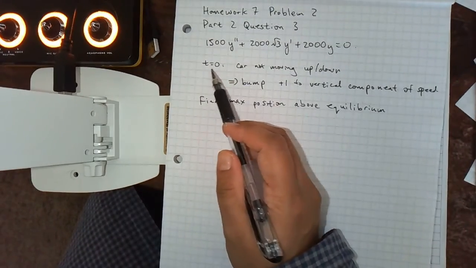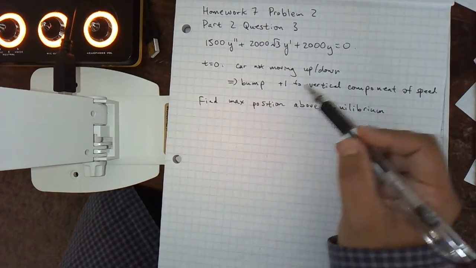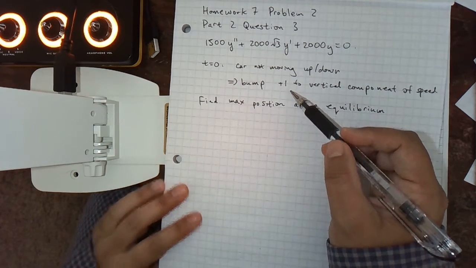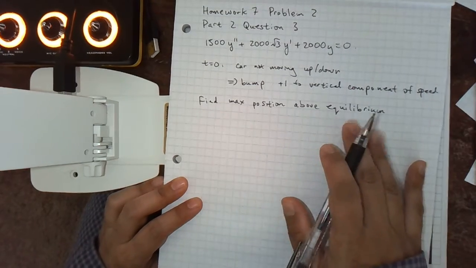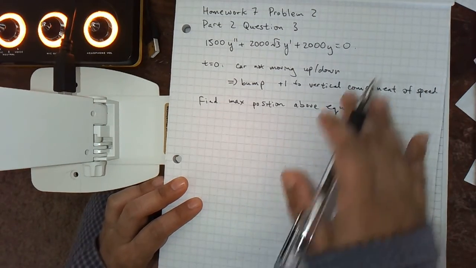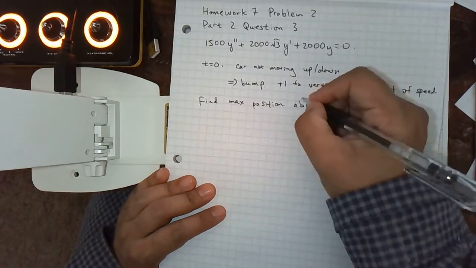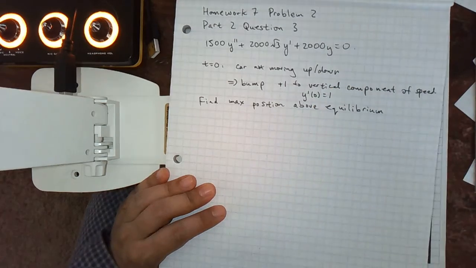And then they tell us at t equals 0, before that the car was not moving up and down, but then it hits a bump, and it's going to add 1.0 meters per second to the vertical component of the speed. And they want you to find the maximum position above the equilibrium. Okay, so we have to interpret all this. This one for sure says that y prime of 0 equals 1.